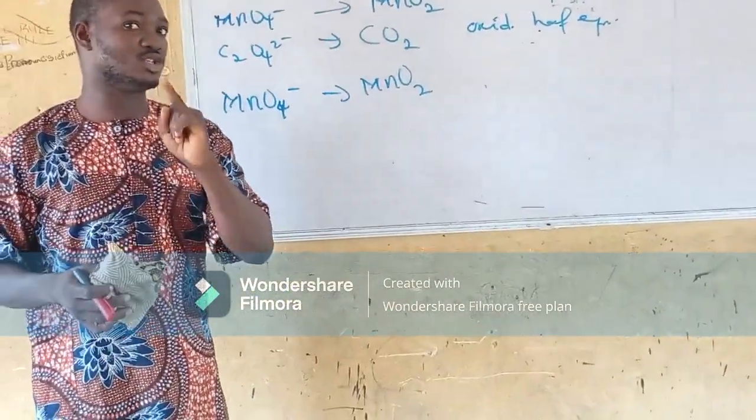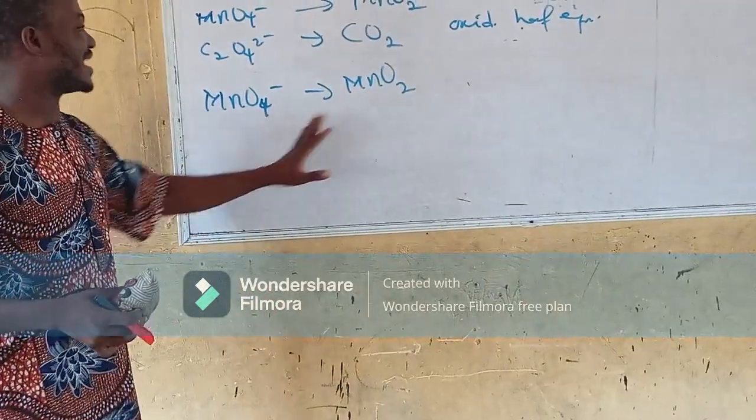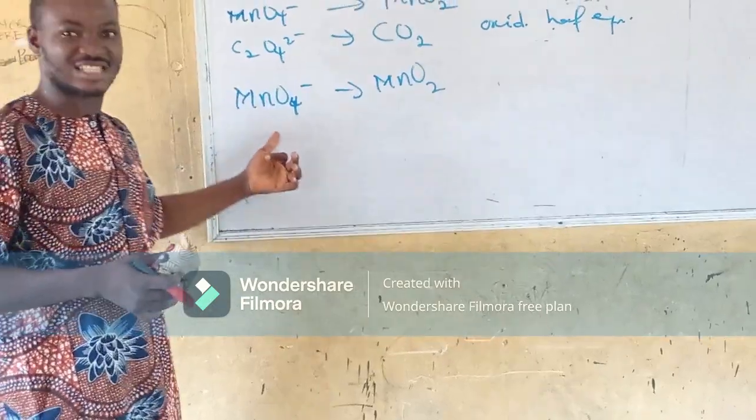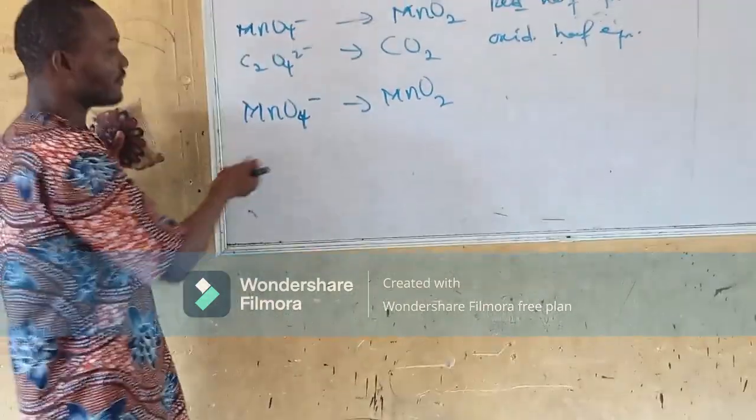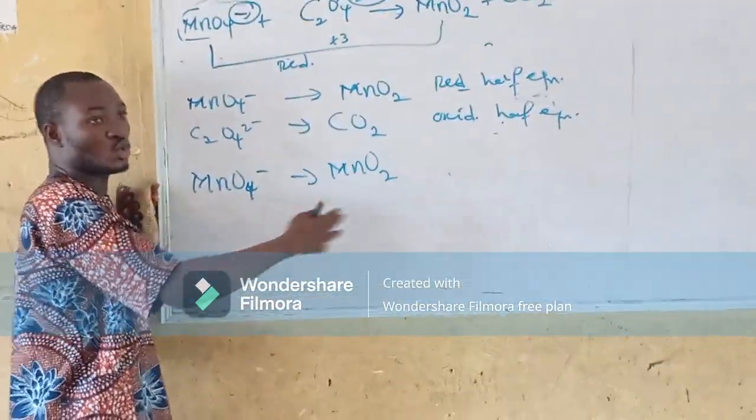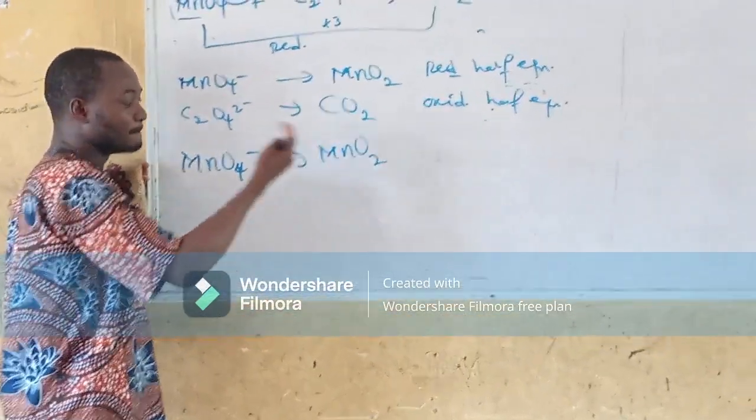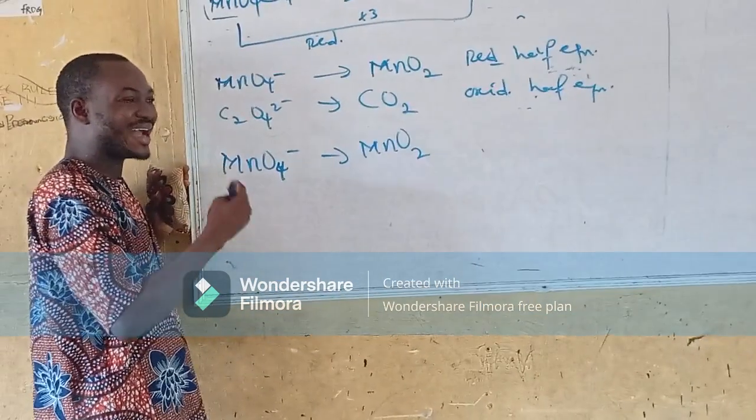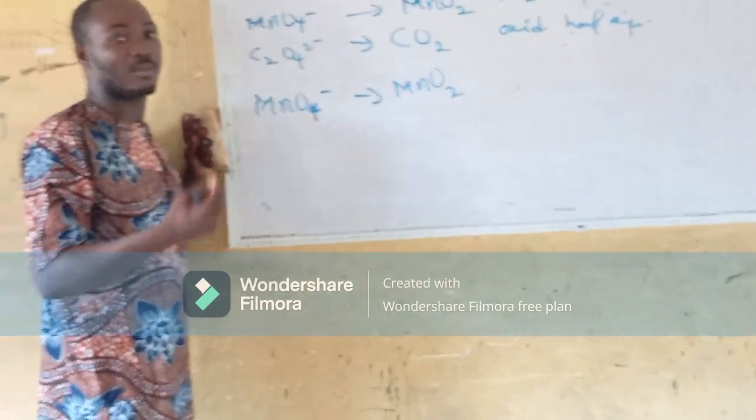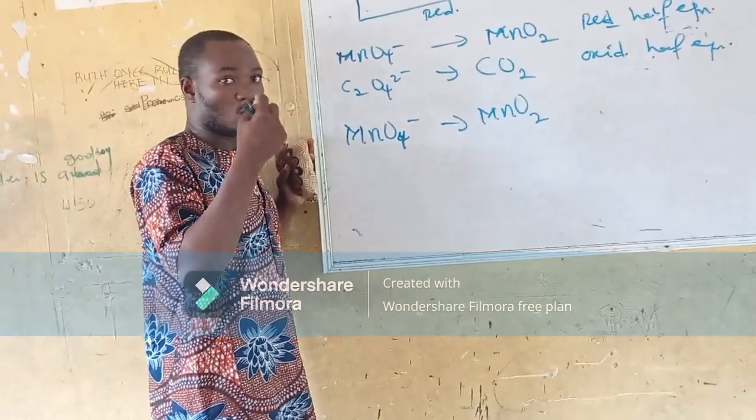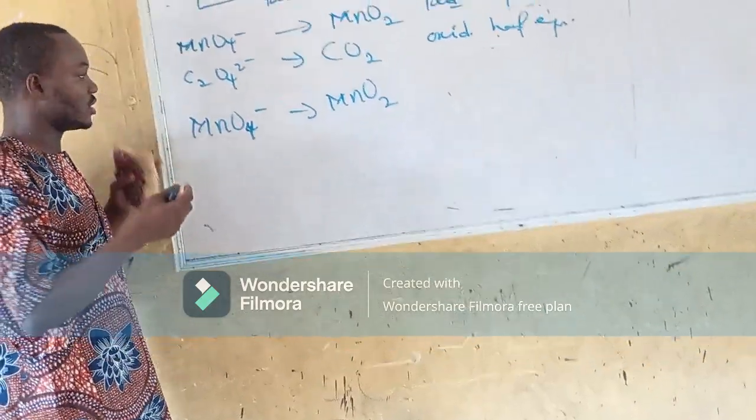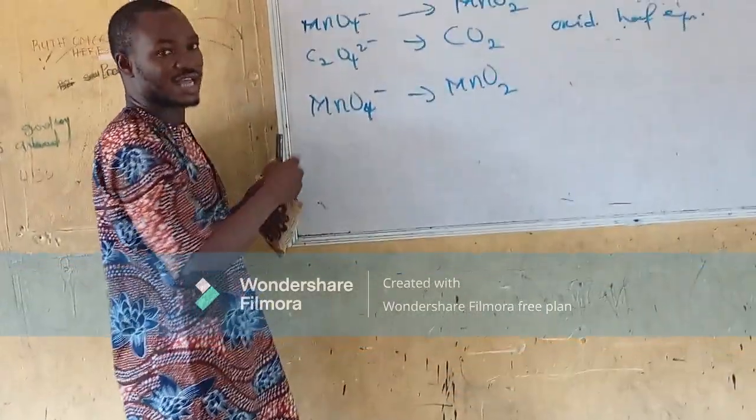But in this case, it's basic medium. So the water you are supposed to add here to replace your oxygen, you are going to add it on the same side where you have excess oxygen. What I'm saying is that here now we have 4 oxygen here, we have 2 oxygen here. On this other side, we actually need 2 more oxygen. But since it's basic medium, we are going to add the oxygen in form of water to this side. We know that in one water molecule, we have 1 oxygen. In 2 water molecules, we have 2 oxygen. In that case, you are going to add 2 water molecules to this side to balance it.